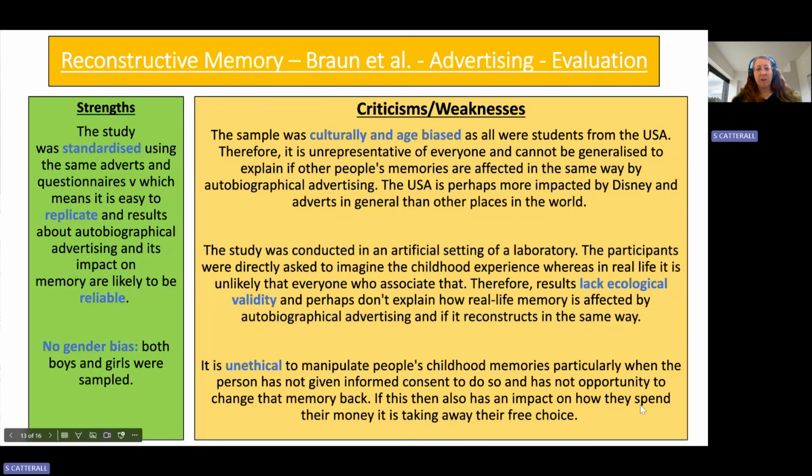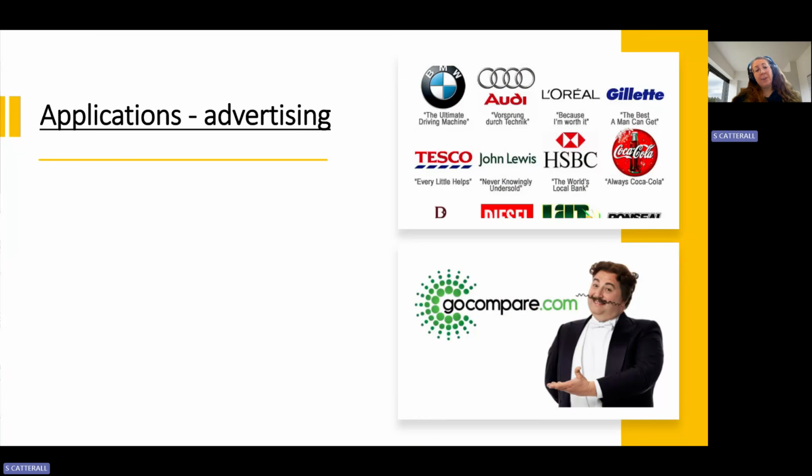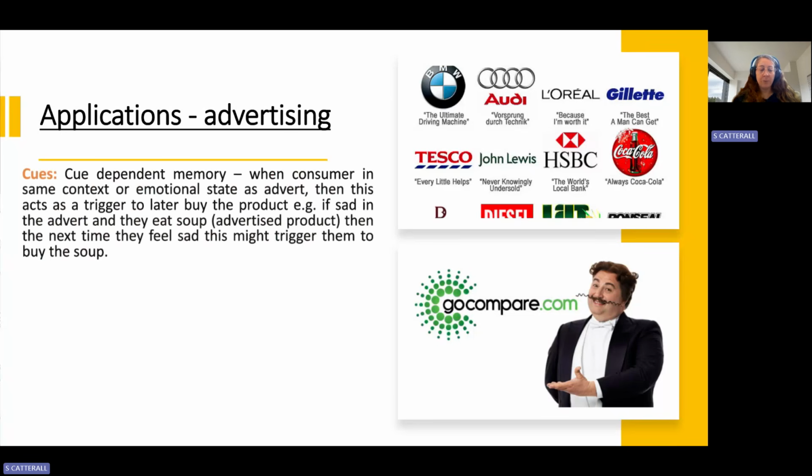And very unethical because you're actually changing people's memories without them realizing that that's what's happening. And then finally, the application to the real world. So how can all this information be used in the real world? Well, it could be used in advertising.